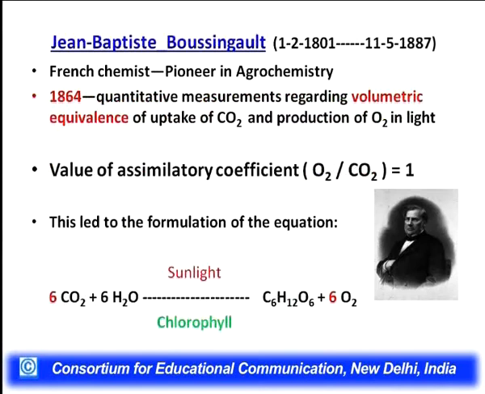Then came the French chemist Jean-Baptiste Boussingault. He made the scientific approach of carbon dioxide and oxygen in the form of quantitative measurements, and he gave the idea of the assimilatory coefficient, which means oxygen and carbon dioxide in the ratio was always 1. His intentions were very good, but the formulation of the equation again strengthened and confirmed our ideas, which later we would find to be a misconception, of equivalence being the source. Equivalence it is, but source it is not.